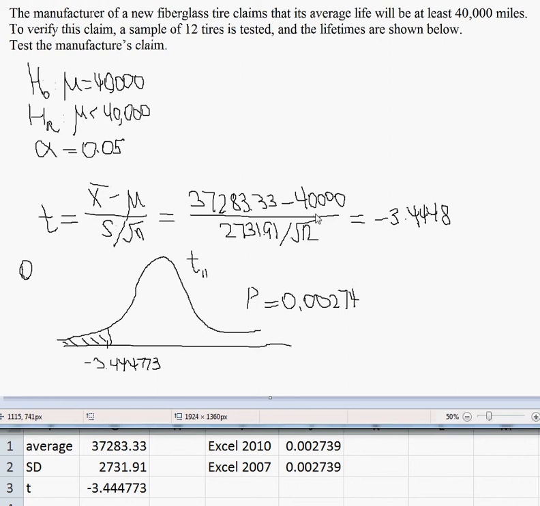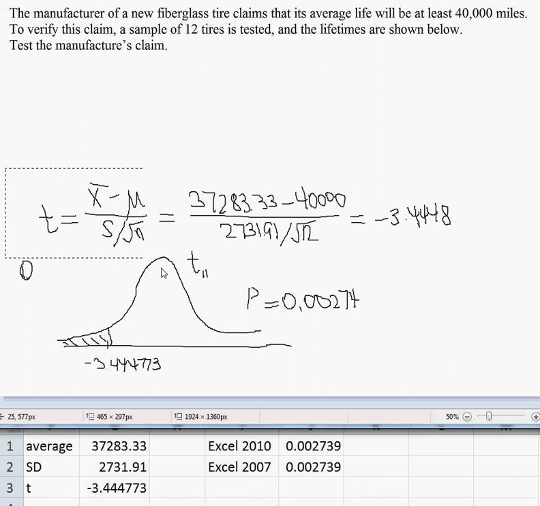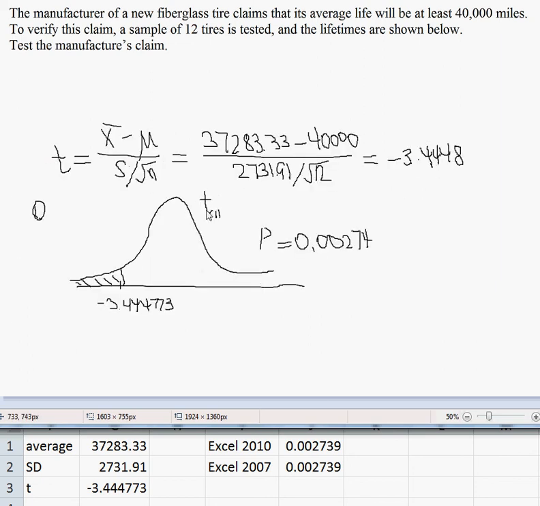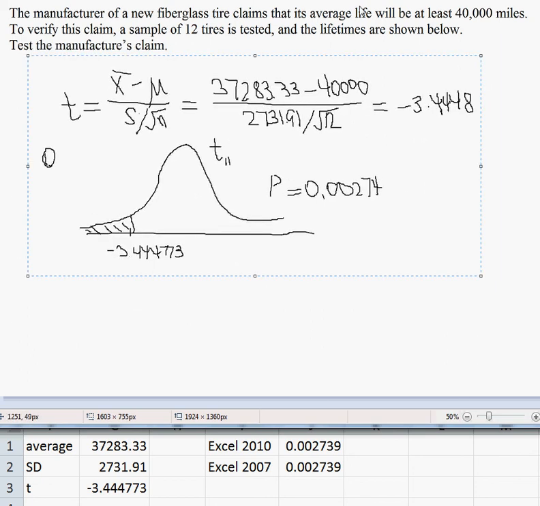And so clearly that's less than alpha, and so I will choose to reject the null hypothesis. So that's one way of doing the problem. The second way of doing the problem is by using the critical value.